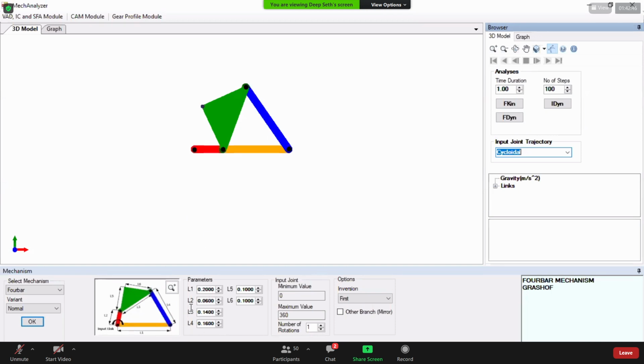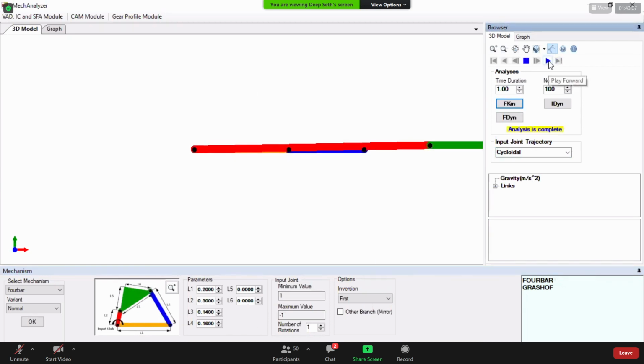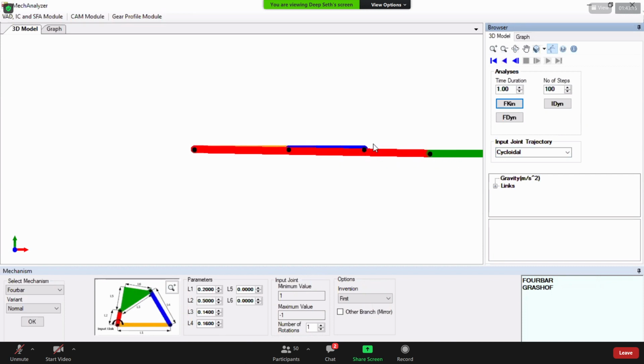For example, here just by changing the link lengths, you can play with 4-bar linkages, right? You just make L5 and L6 zero, and then play with it. You can change the link length. For example, what happens if you change this link length to 0.5? You can do the forward kinematics and see how the links move. Here you can see that the link breaks. It cannot move if you change it to 0.5. Like that, you just have to see and play with it.